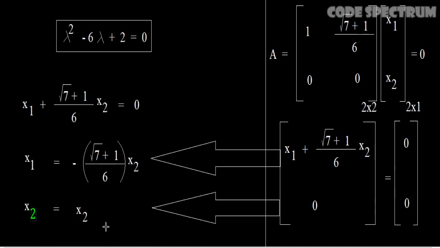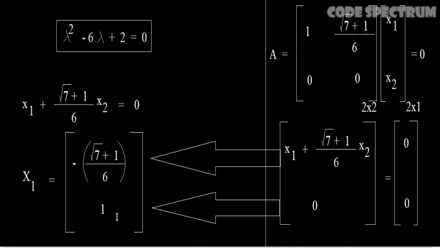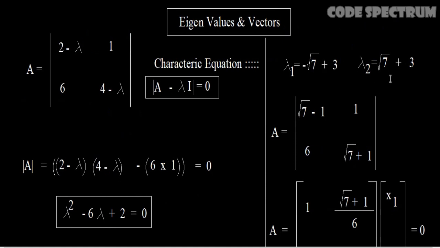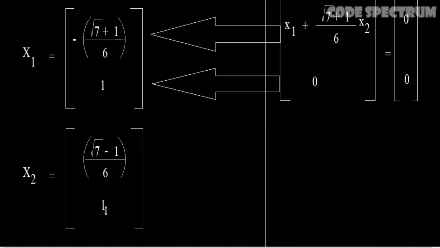Now take these two 1s, form a matrix, and cancel out x2 and x1 from the left side, like this, and place 1 in place of x2. Like this, we have formed a vector for this lambda 1, and you may try out the same procedure for lambda 2 even. If you try out for lambda 2 equals root 7 plus 3, you will get this kind of vector, this one.